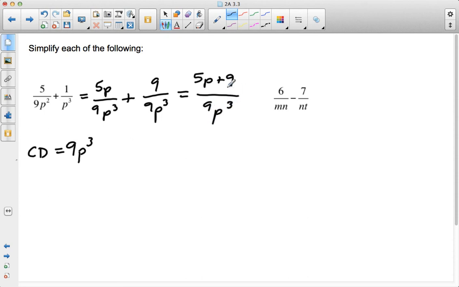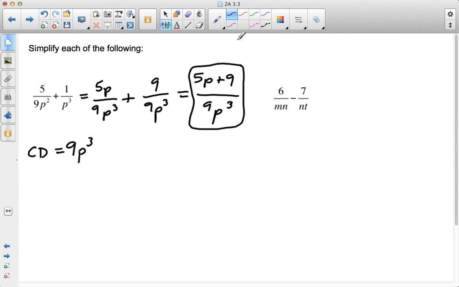Now as I'm looking at my answer, I'm super tempted to cancel out this 9 from that 9, but I cannot. This 5p plus 9 is a combined term. There's nothing I can do with it because there's nothing that goes into both 5p and 9 that will also go into 9p to the third. There isn't anything. So I'm just going to leave that as my answer.